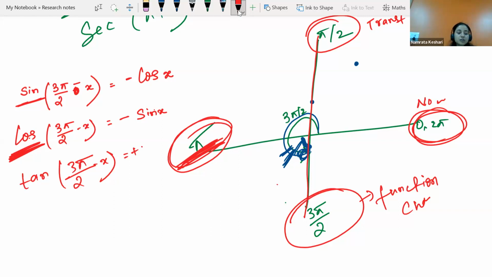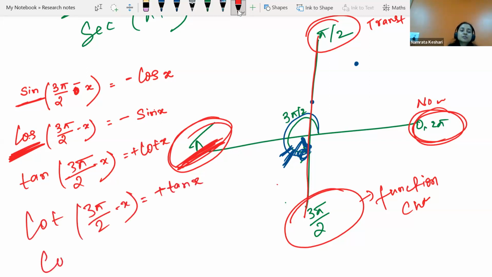Tan will change to cot. Yes. Got it. Cot of 3 pi by 2 minus x, quick. Positive tan. Perfect. Cosec of pi by 2 minus x. Negative. Yes, perfect. Cos x.